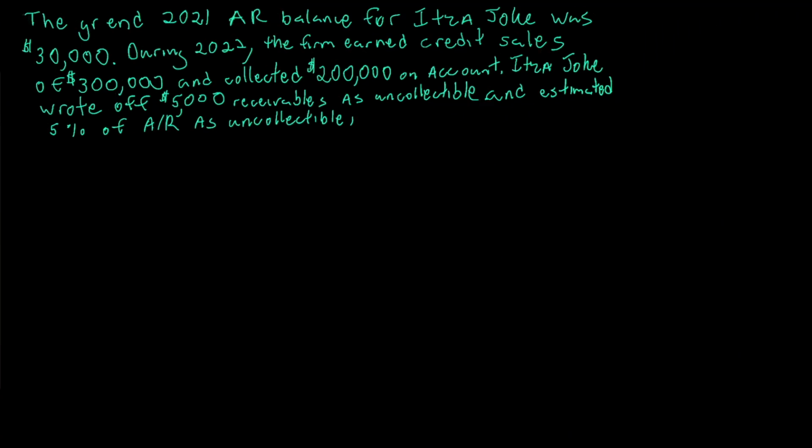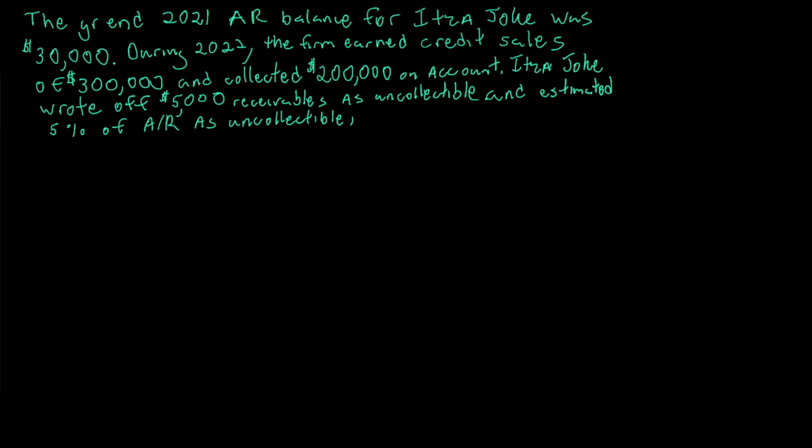Okay gang, we're gonna take a look at how to properly estimate using the percentage of receivables method under the allowance method. And so we're gonna use this beautiful illustration to get to the right answer based on what we spoke of in the previous lectures. So, the year-end 2021 accounts receivable balance for It's a Joke was $30,000. During 2022, the firm earned credit sales of $300,000 and collected $200,000 on account. It's a Joke wrote off $5,000 receivables as uncollectible and estimated 5% of accounts receivables as uncollectible.